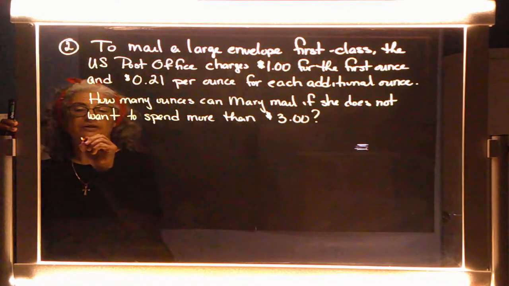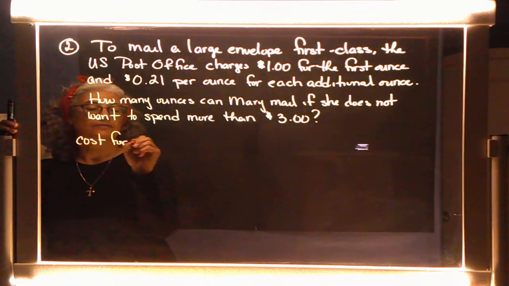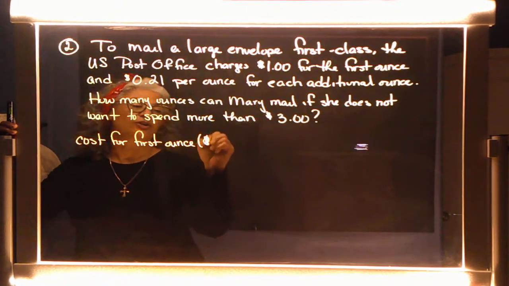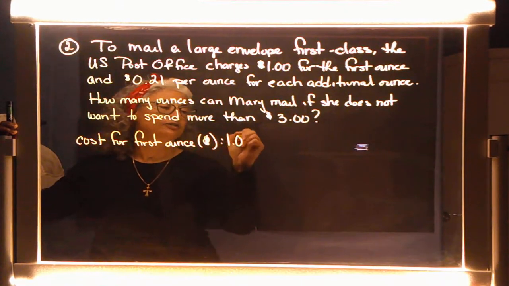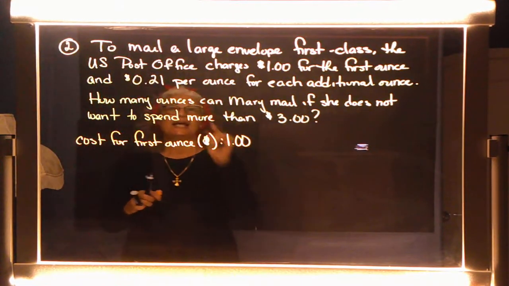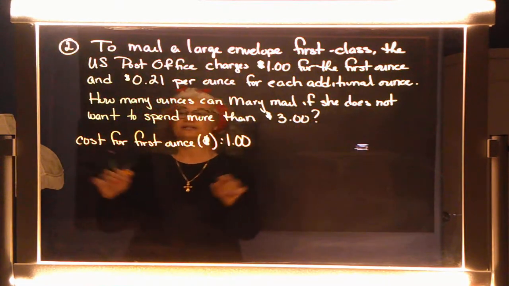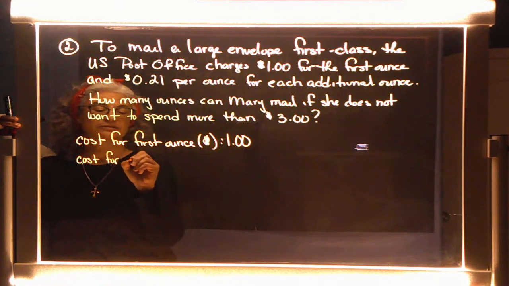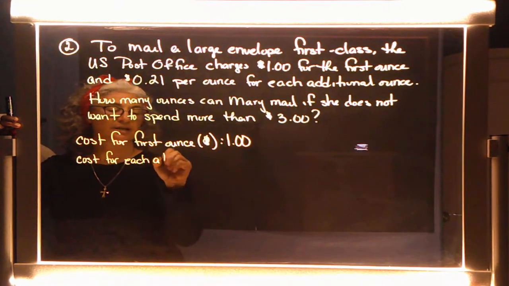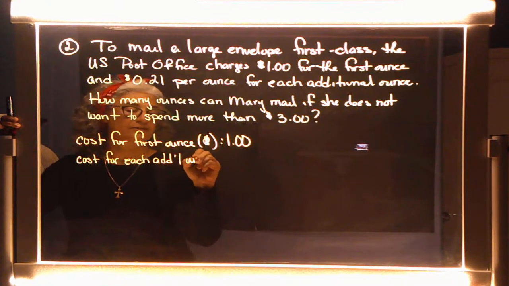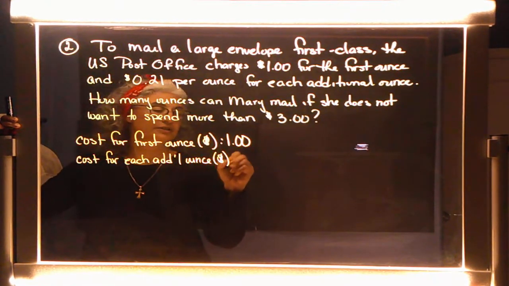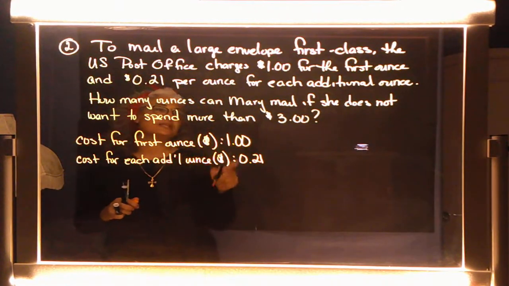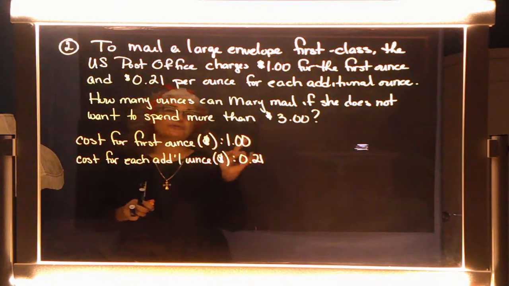So the cost for the first ounce, and this is in dollars, right? Money, not Russian rubles, is $1, right? And 21 cents per ounce for each additional ounce. Okay, so the cost for each additional ounce, also in US dollars, is 21 cents. Got it. So how many ounces can Mary mail if she doesn't want to spend more than $3?